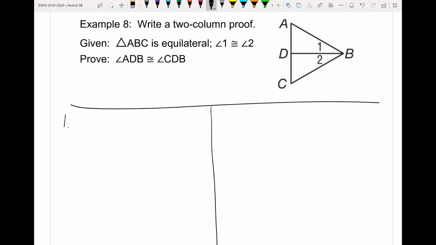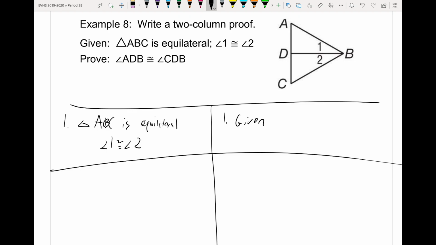All right, number 1, we know that triangle ABC is equilateral and angle 1 is congruent to angle 2. Let me go ahead and mark those in. Equilateral. Now, I also know that AC is congruent to AB and BD. I also know that angle 1 is congruent to angle 2. Now, it's asking me, and I put this in pink so we don't get them mixed up, to show that ADB is congruent to CDB.